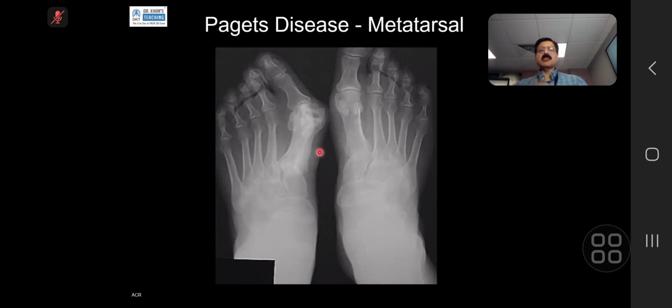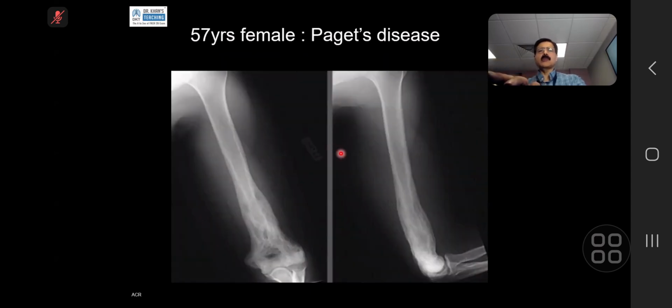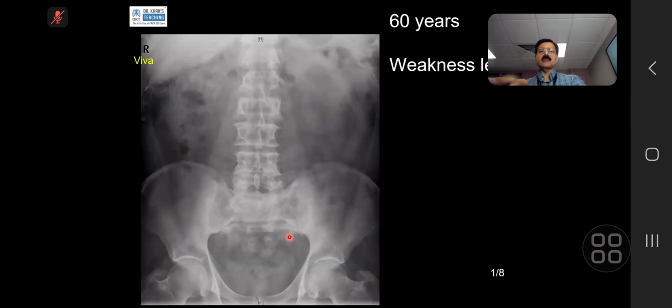Look at this Paget's disease, and here it is the first metatarsal, and again it has gone all the way to the end of the bone. Another case of humerus, and here it has gone till the end of the bone, subchondral portion, expansion, etc.